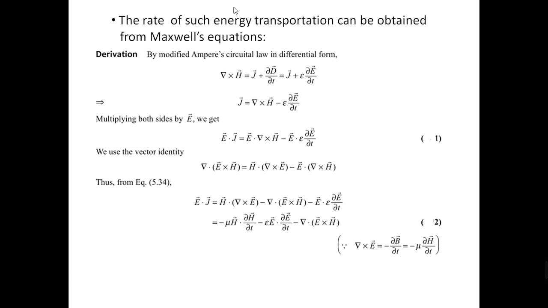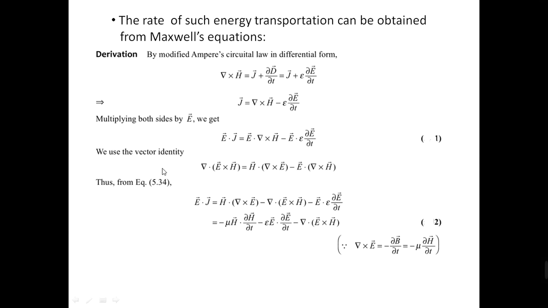Now multiply this expression by the electric field intensity, or electric field vector quantity. So we get E bar dot J is equal to E bar dot del cross H minus E bar dot epsilon dou E by dou t.